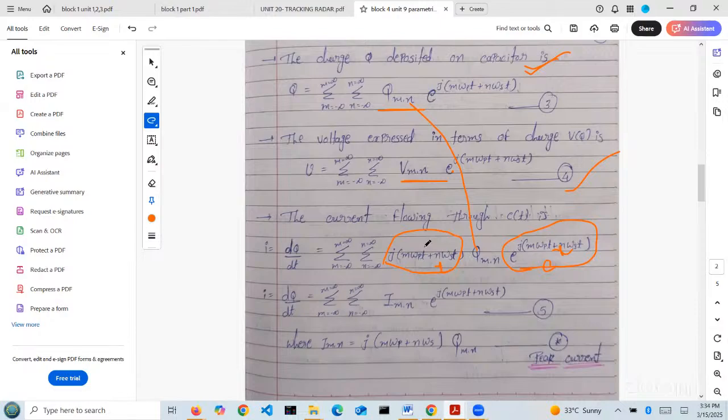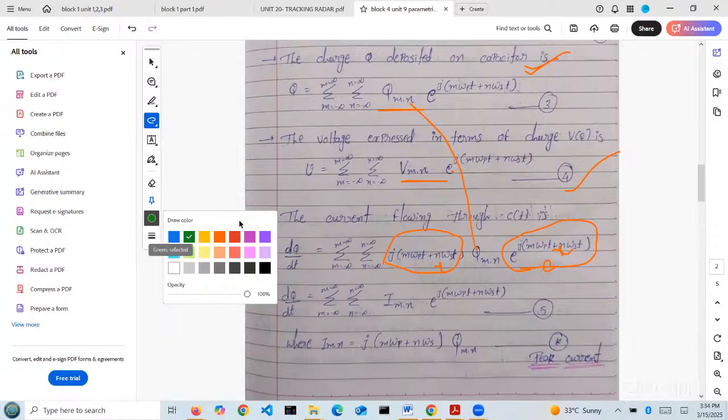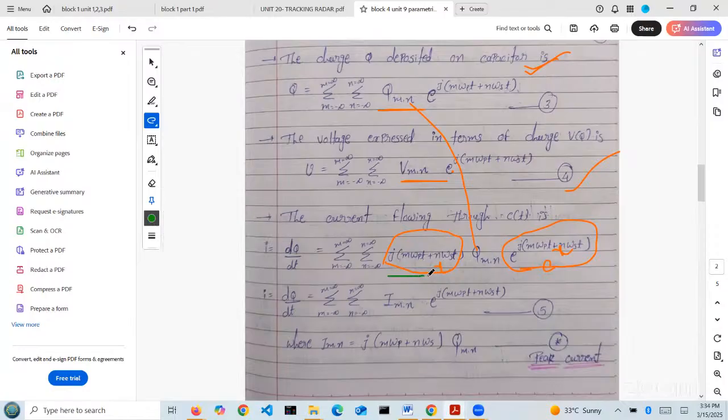Next, what I am doing from this? This j term and Q term is treated as I of mn. Now, writing the above equation, I equals dq by dt, sigma m minus infinity to plus infinity. In terms of the j term and Q term, I am writing I of mn e power j (m omega p plus n omega s) t. This whole term is written where I equals is written here.